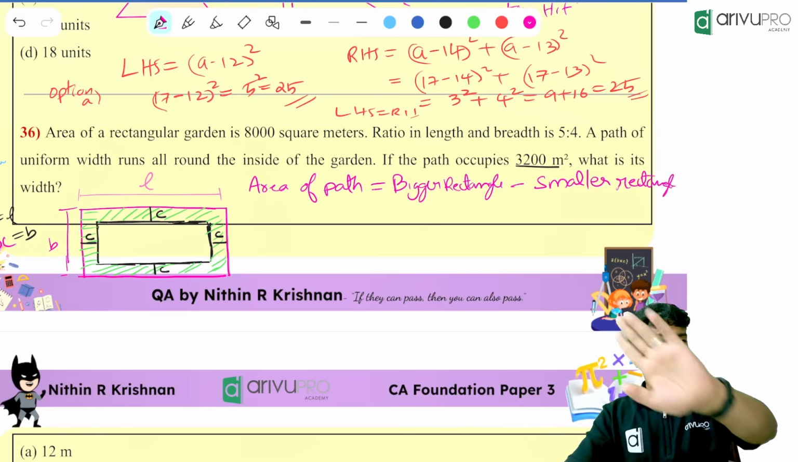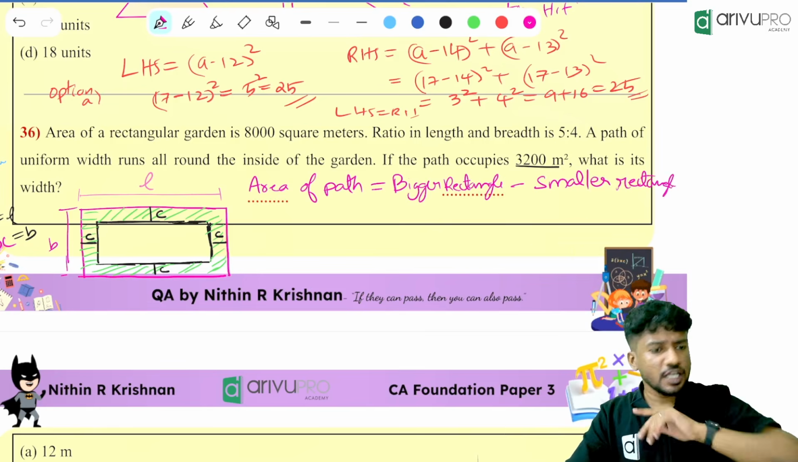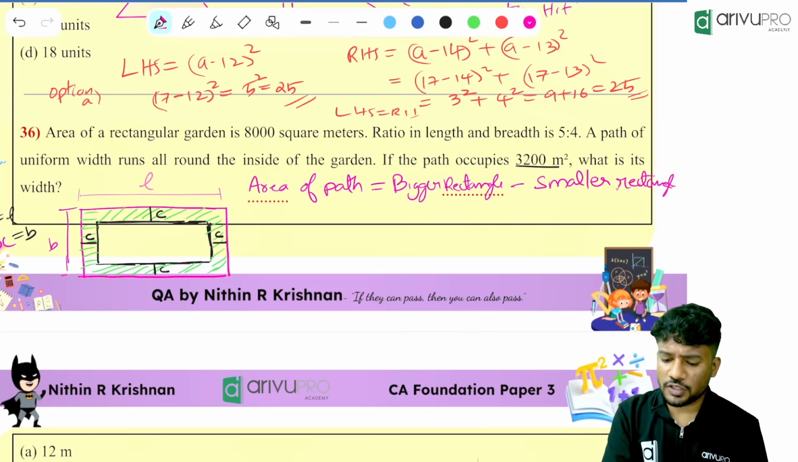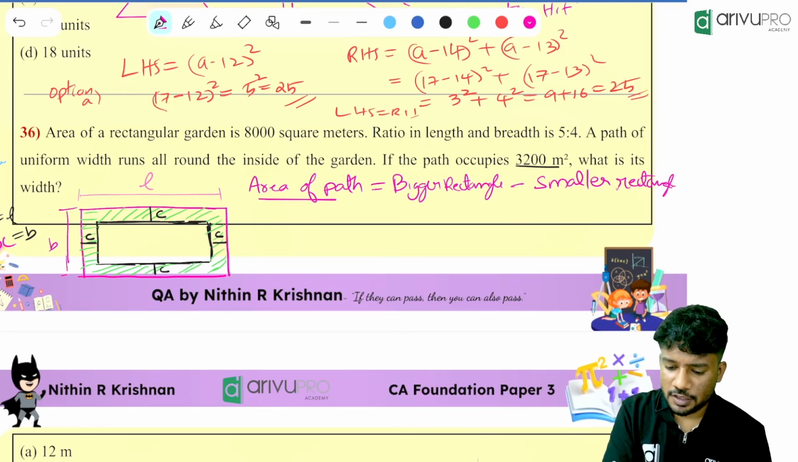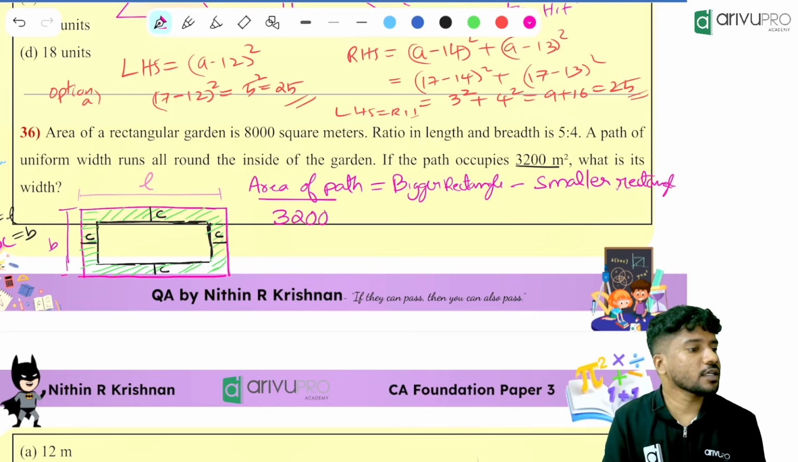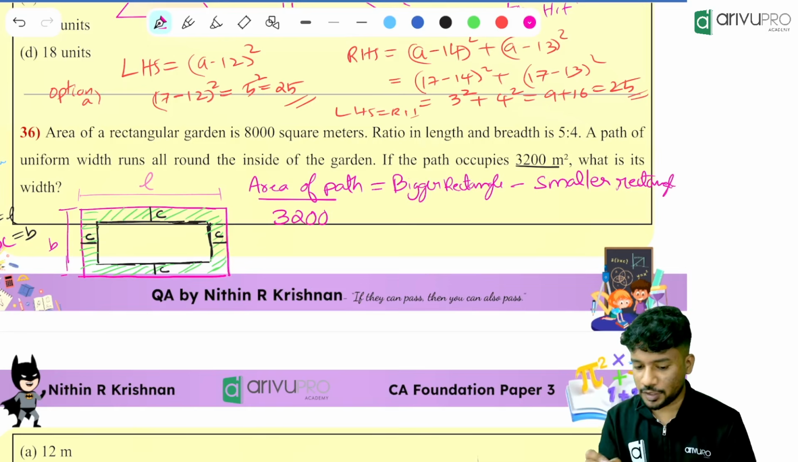Everyone is fine till here. Anyone has doubt over this? Now what is told in the question? What is the area of the path given in the question? The area of the path is given to be 3200 as per the question.